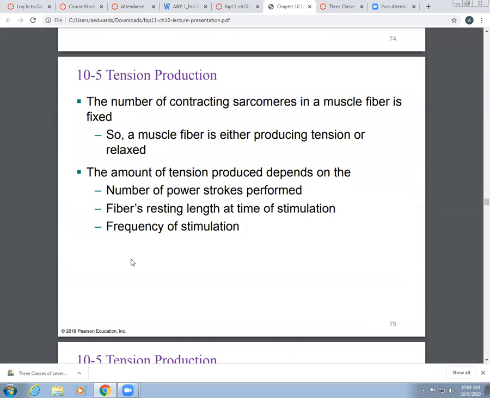All right, so let's go ahead and describe to your partner the steps that begin the muscle contraction. Steps that begin the muscle contraction.